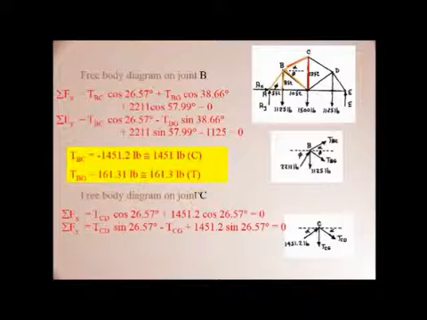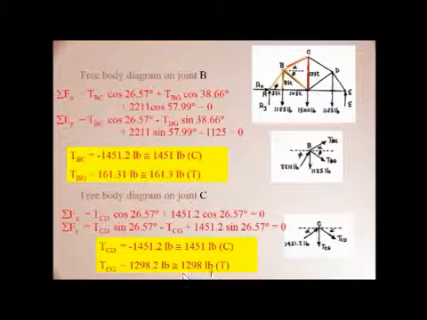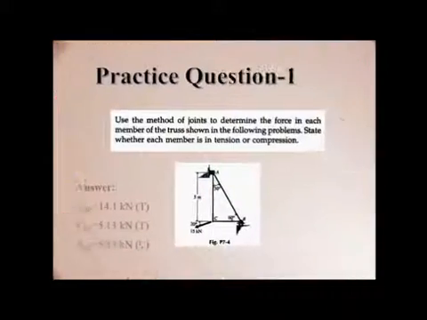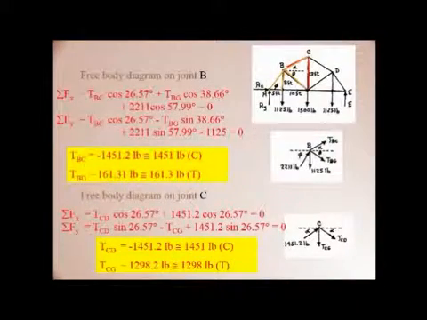Similarly, drawing the free body diagram of joint C also, summation of Fx and Fy equals 0, and corresponding values of TDC and TCG are given. So in this way you need to carry out all the problems.